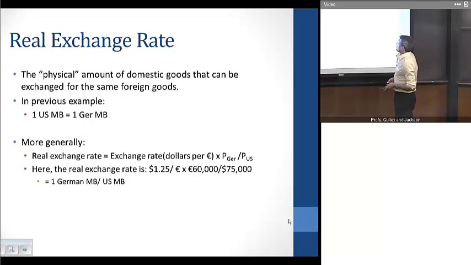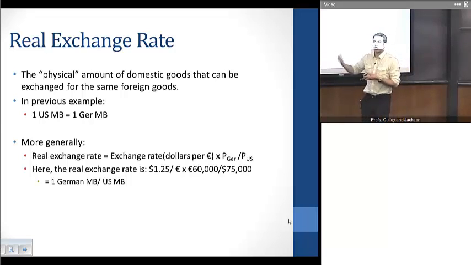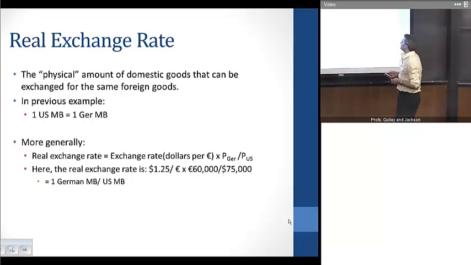So the real exchange rate we think about as the physical amount of goods that we can get for the same price in each country. So in the example that we just looked at, this real exchange rate is the amount of German Mercedes-Benz we get per amount of U.S. Mercedes-Benz. So they're physical units of goods, how much we can actually buy in goods in one country as we transform our dollars into euros and purchasing power into another country.